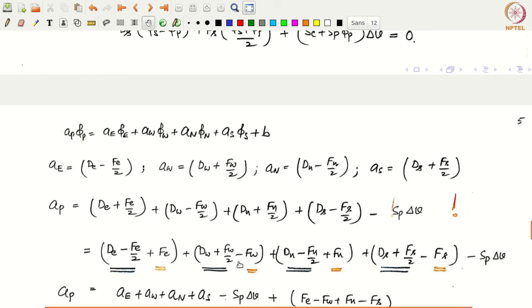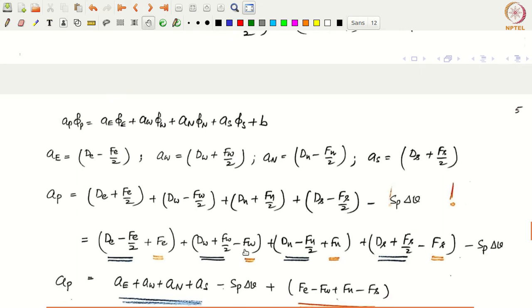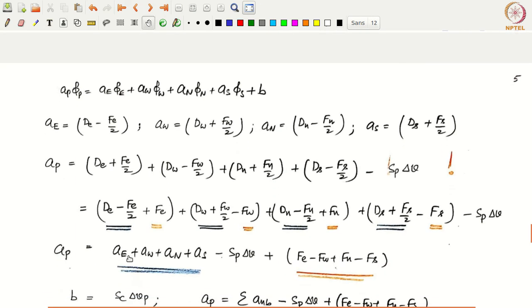So this is F east minus F west plus F north minus F south, the extra term that we have introduced in the process. But nonetheless, we can now write AP as the summation of A east, A west, A north, A south, minus SP delta V, plus these extra terms that we have introduced. What are the extra terms? We have introduced these four quantities, that is F east minus F west plus F north minus F south.